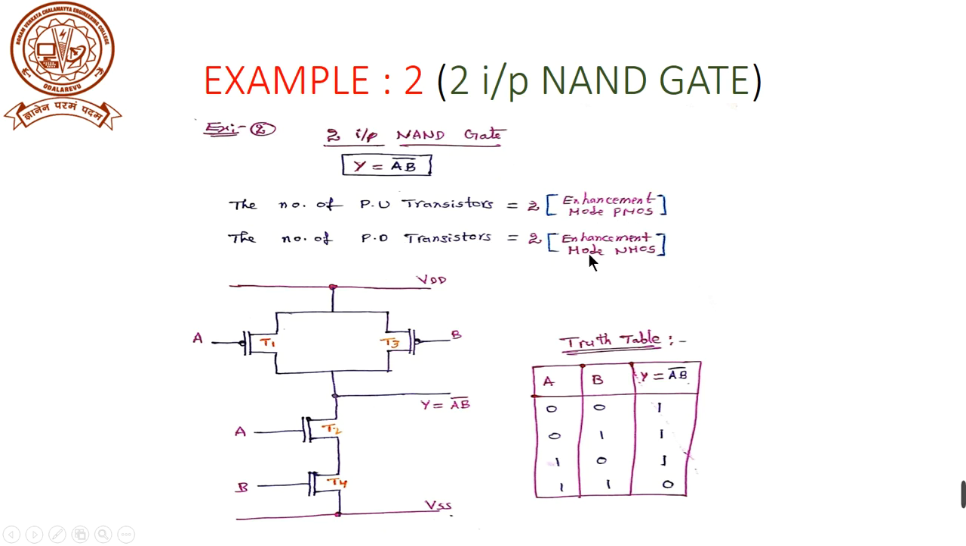That should be an enhancement mode NMOS transistor. And this is the circuit for the two input NAND gate. Here is the pull up logic, and this is the pull down logic.